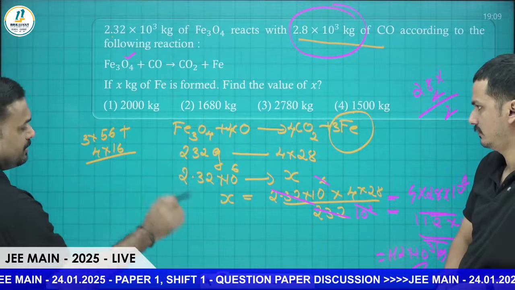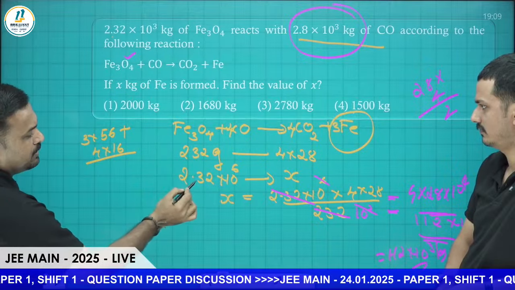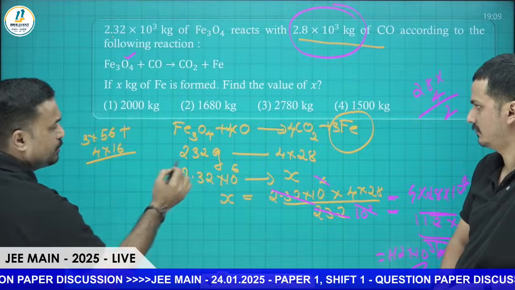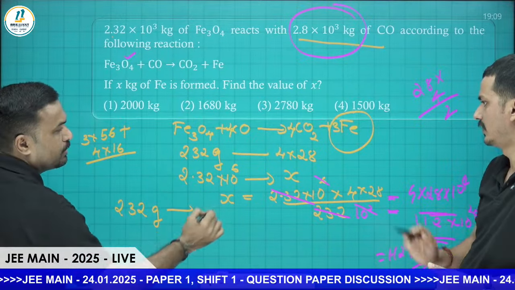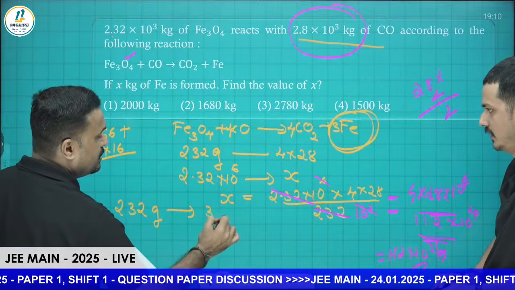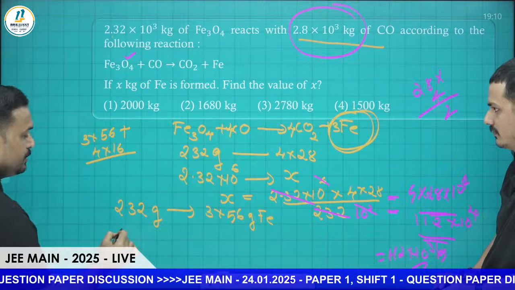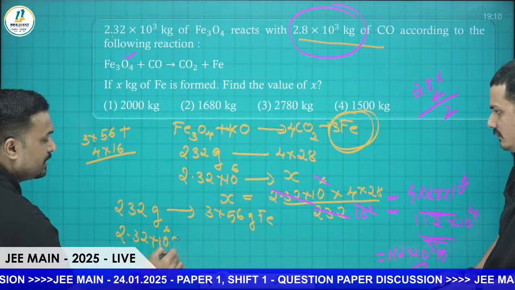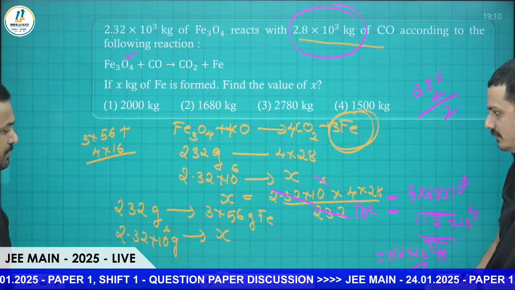So we can write next. The amount is 2.32 into 10 power 6, so from that one, how much will be produced? Again, 232 gram produces 3 into 56 gram Fe. Then 2.32 into 10 power 6 gram will produce X. We need to find out X.